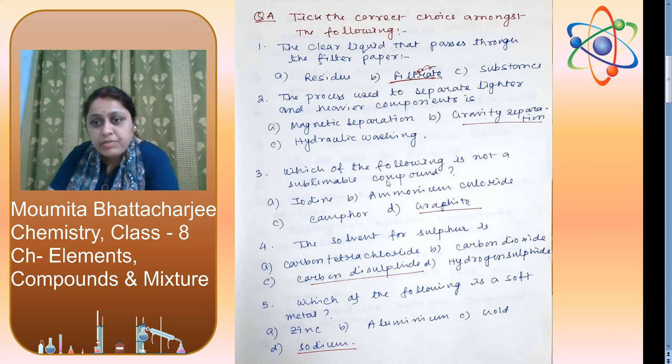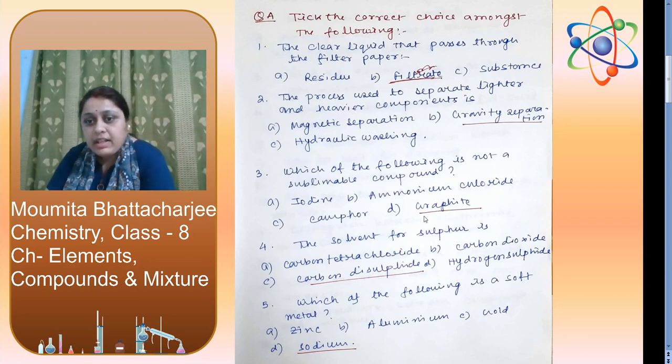Next, which of the following is not a sublimable compound? Iodine, ammonium chloride, camphor and graphite. The answer will be graphite. Fourth one, the solvent for sulfur is, the answer will be carbon disulfide. Fifth, which of the following is a soft metal? The answer will be sodium.